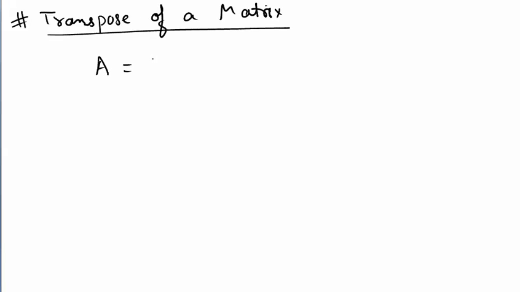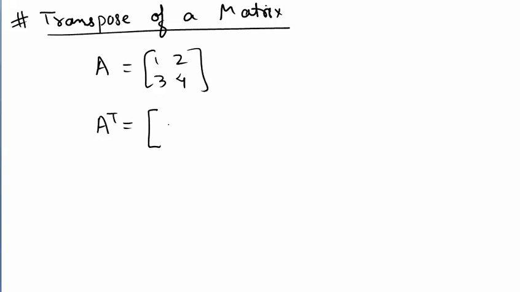Transpose of a matrix. What is the transpose of a matrix? We are very familiar with this word, if I am not wrong. Let's say A is 1, 2, 3, 4, right? So what will be A transpose? A transpose says that we will convert rows to columns and columns to rows, right?